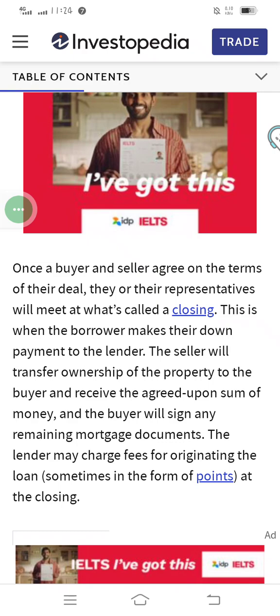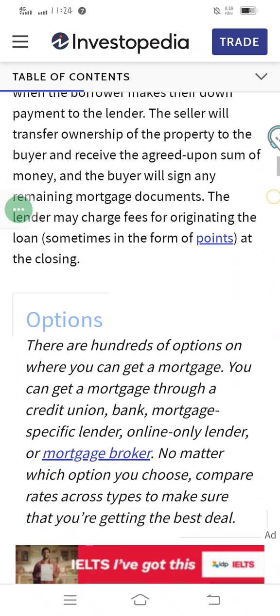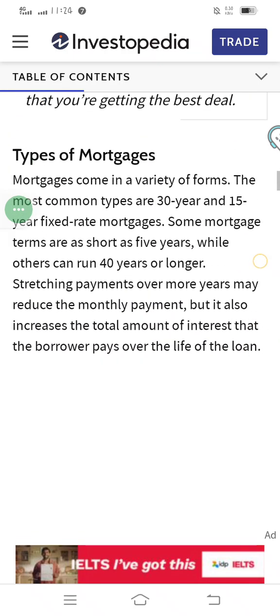At the closing, the borrower makes their down payment to the lender. The seller will transfer ownership of the property to the buyer and receive an agreed-upon sum of money, and the buyer will sign any remaining mortgage documents. The lender may charge fees for the loan at the closing.